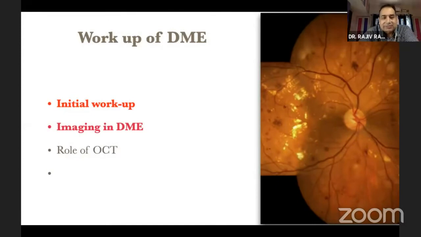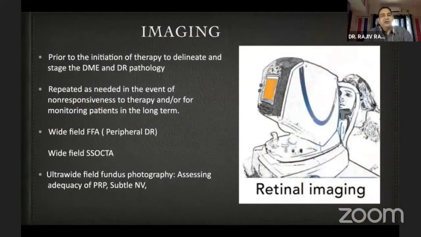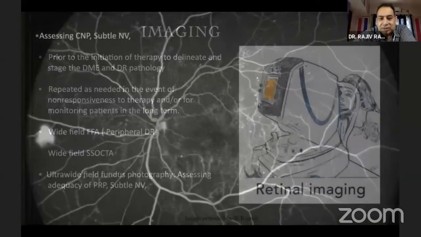Coming to imaging in diabetic macular edema, you tend to do imaging prior to initiation of therapy to delineate the stage of diabetic macular edema and diabetic retinopathy. And then you repeat as needed in the event of non-responsiveness or during the monitoring of this patient on a long term. OCT is the mainstay of monitoring and diagnosis. However, we have seen there is a role more and more of OCT-A now coming up, and wide field angiogram. There's also a role of ultra wide field photography. I'll be just showing a couple of examples of it.